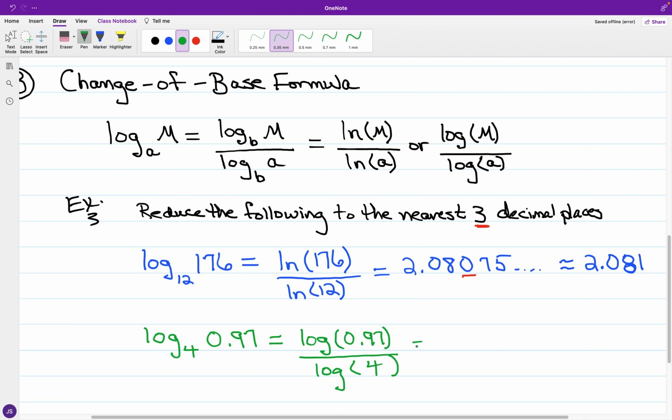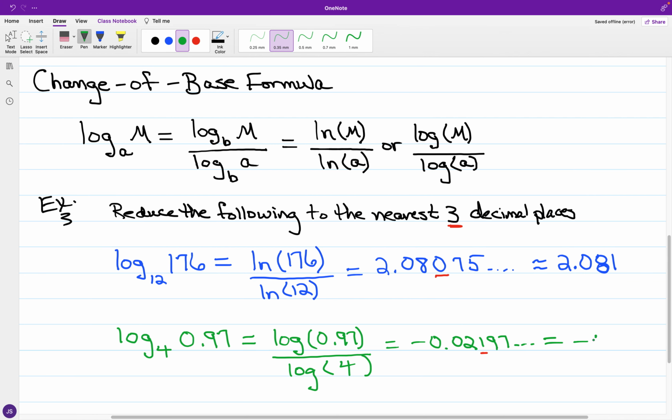Okay, so for the layout on this one, we have minus 0.02197. And for the third decimal place, that's going to be the 1 here, and with the 9 alongside it, we'll round this decimal place up, and so to the nearest 3 places we have minus 0.022.